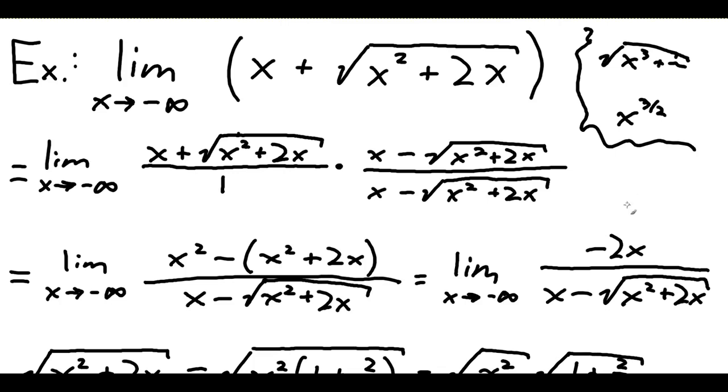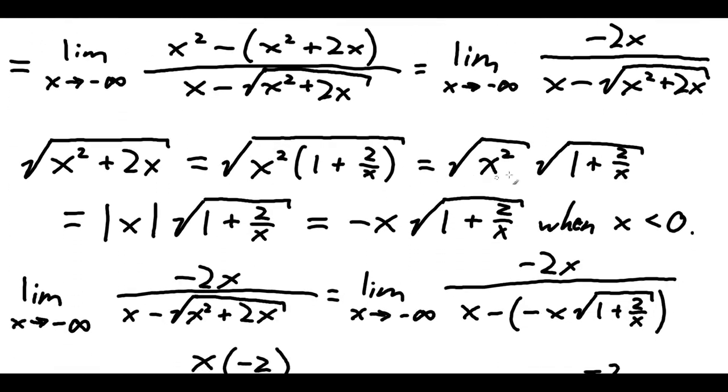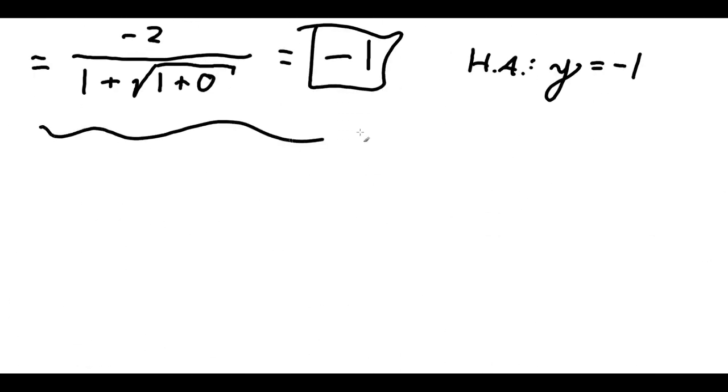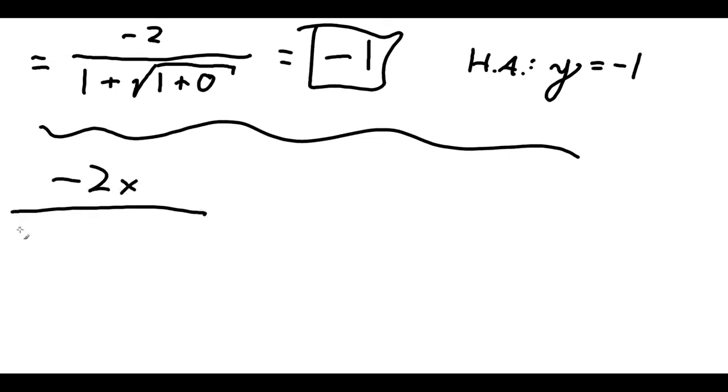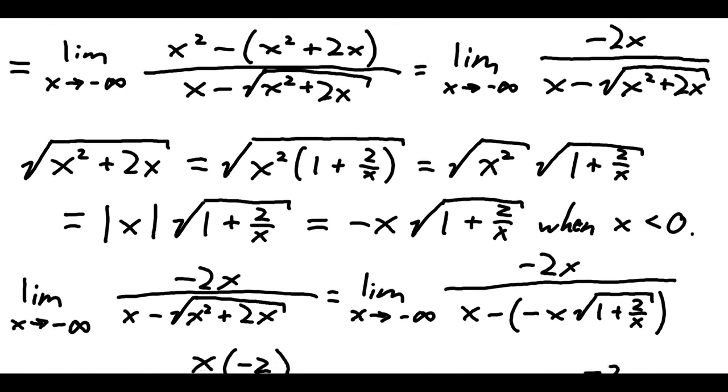Now, it is possible to handle this using the sort of division technique where we can undo this stuff that we have here. Let's see here, we have the expression that was negative 2x over, what do we have? x minus the square root of x squared plus 2x. Negative 2x over x minus the square root of x squared plus 2x, yes.